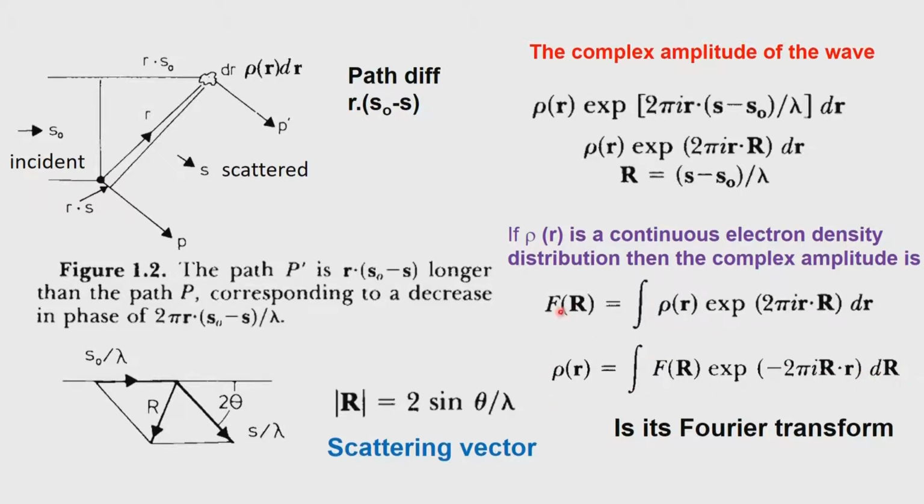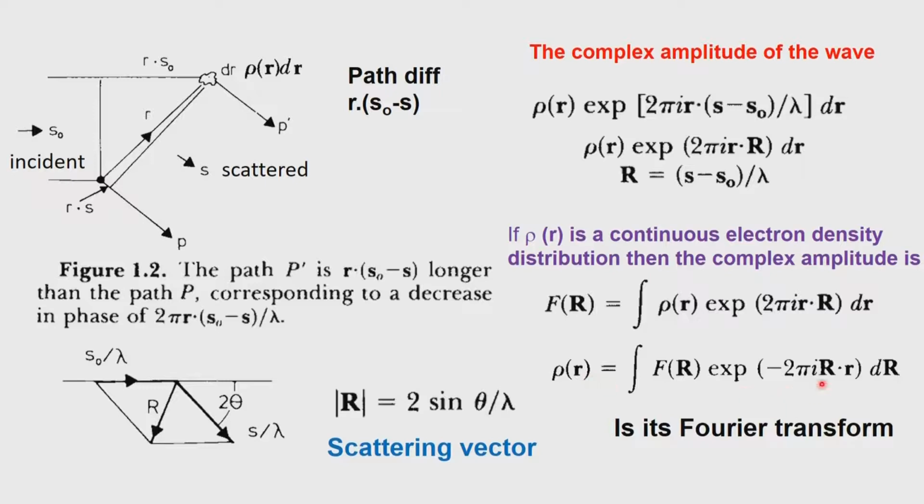So, given the value of F of R, in principle we should be able to get rho of r, provided we know this quantity, which is the phase. On the other hand, if we are given the F of R and the phase value, it should be possible to get rho of r.